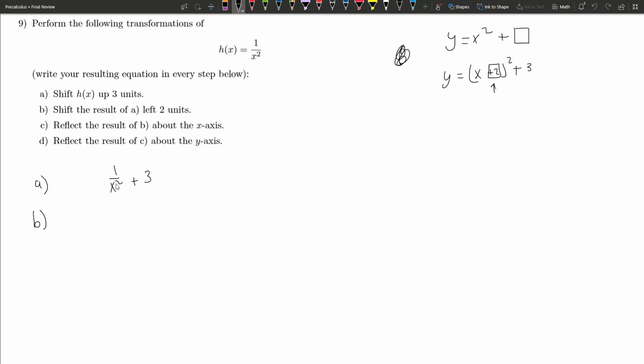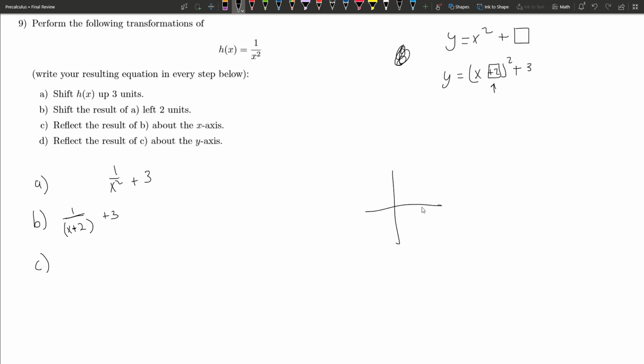So if I want to shift this 2 units to the left, with that x, all I'm going to do is, even I keep forgetting, add 2 because that's really 2 units to the left. And leave that 3 right on the side. Okay, so let's do C. Reflect the result of B about the x-axis.